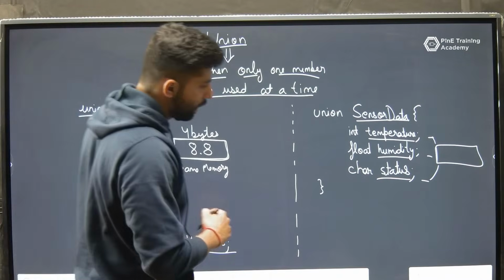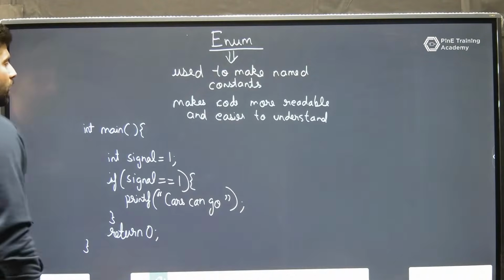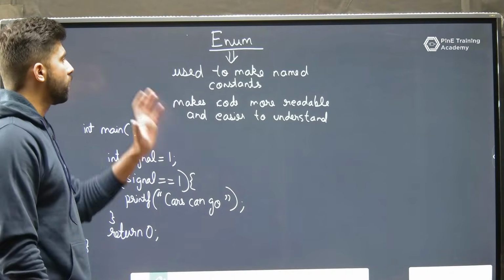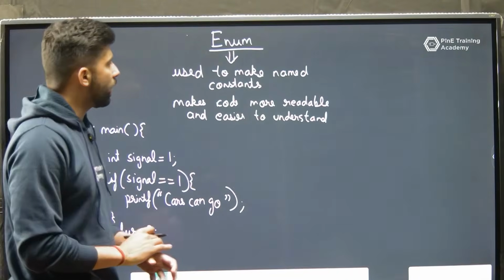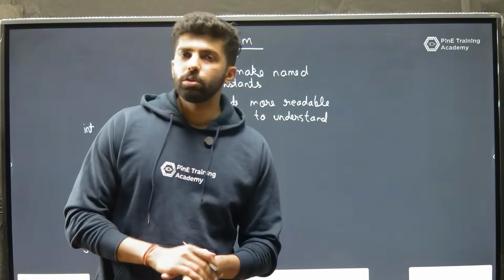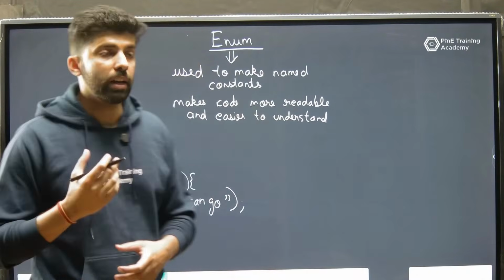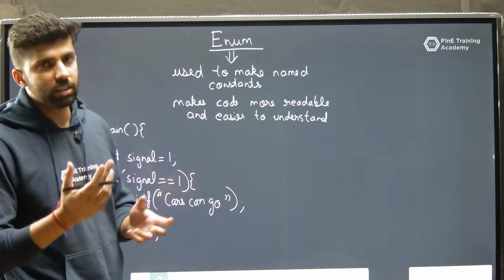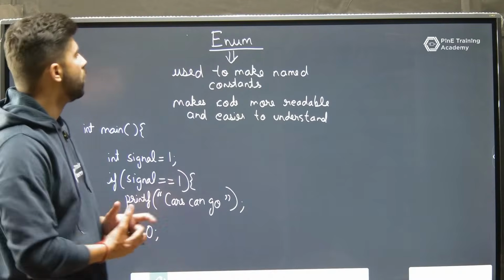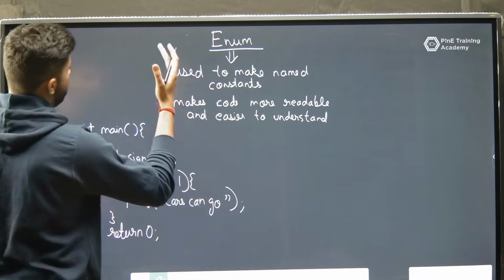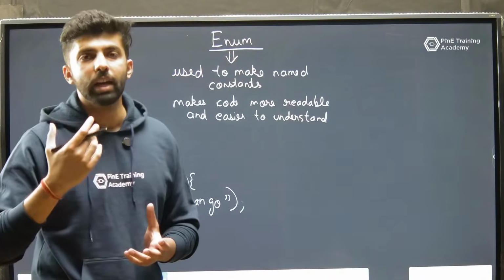Okay, let's move to the next topic. Next, we have Enum. Now, Enum is also a kind of user-defined data type, and it is used to make named constants. A constant is something which doesn't change its value, right? Which has a fixed value. That is a constant. And we make a named constant. We provide a name to a particular constant with the help of enum.